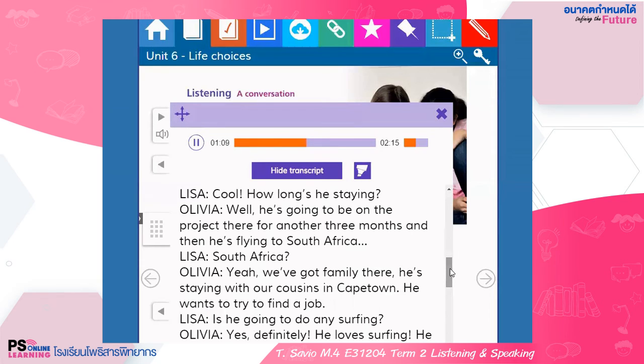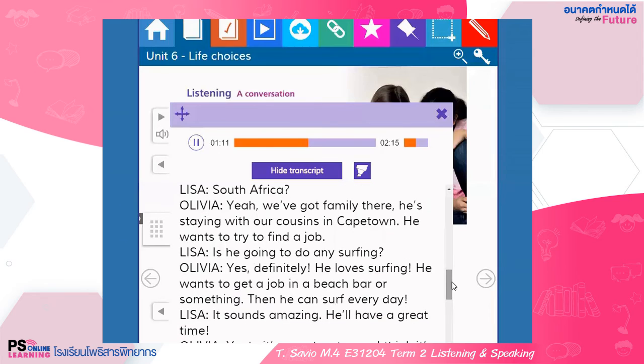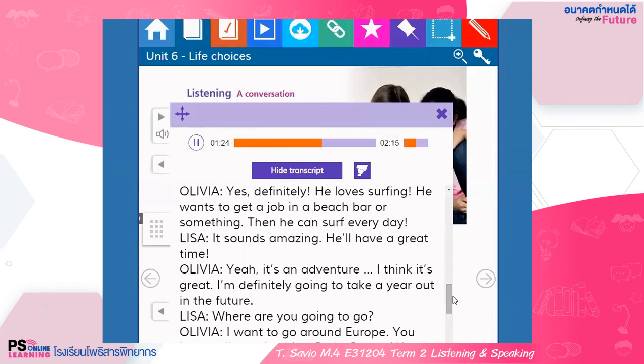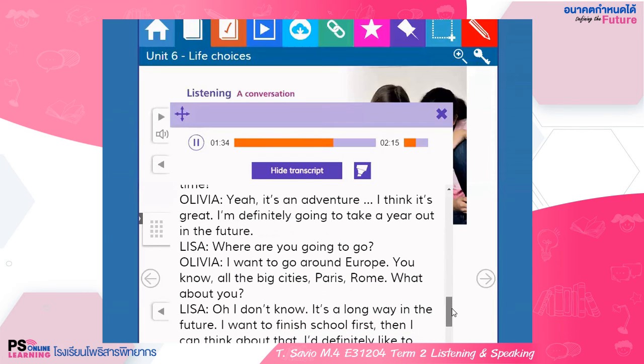South Africa? Yeah, we've got family there. He's staying with our cousins in Cape Town. He wants to try to find a job. Is he going to do any surfing? Yes, definitely. He loves surfing. He wants to get a job in a beach bar or something. Then he can surf every day. It sounds amazing. He'll have a great time. Yeah, it's an adventure. I think it's great.